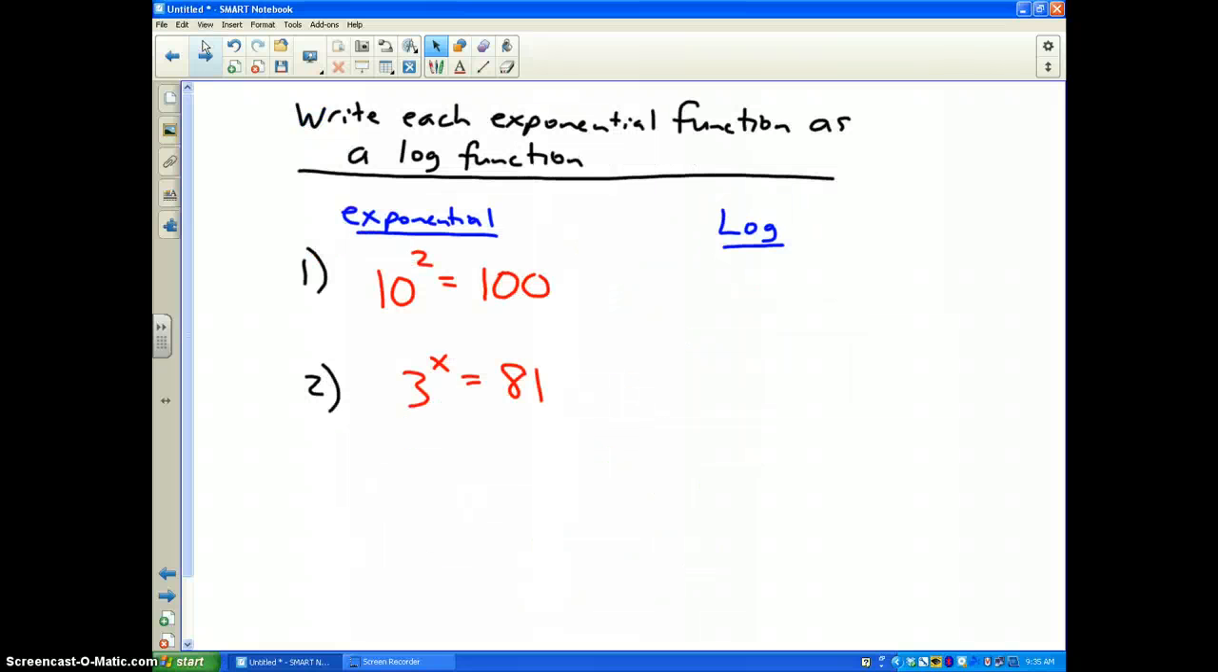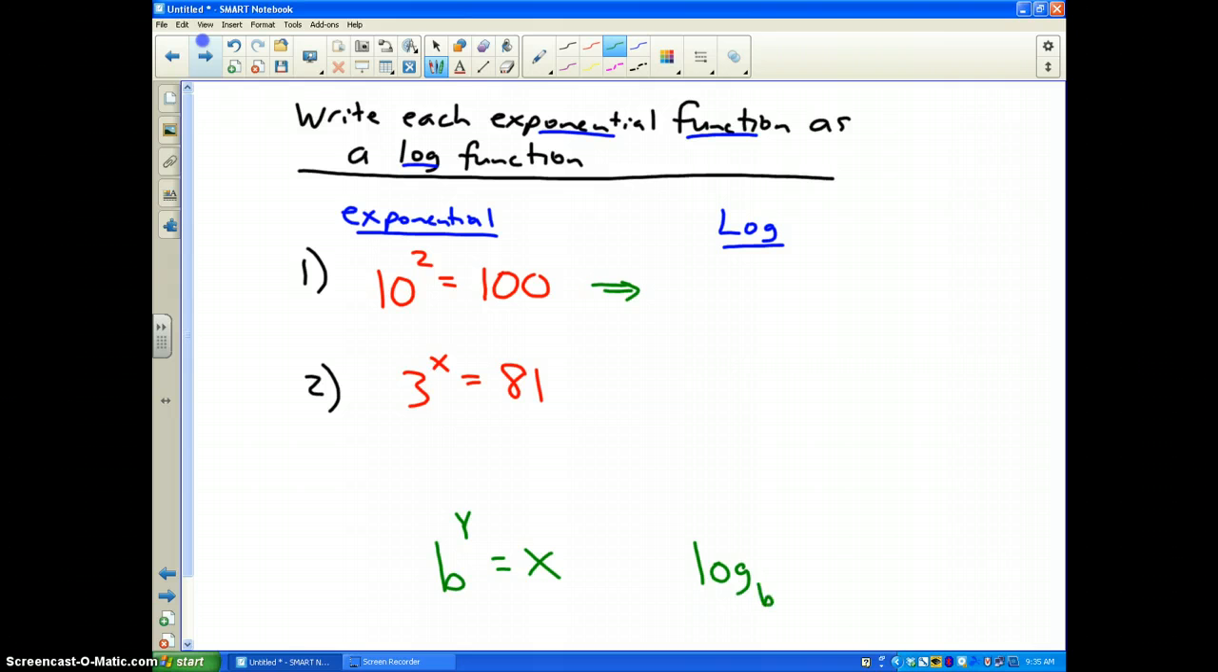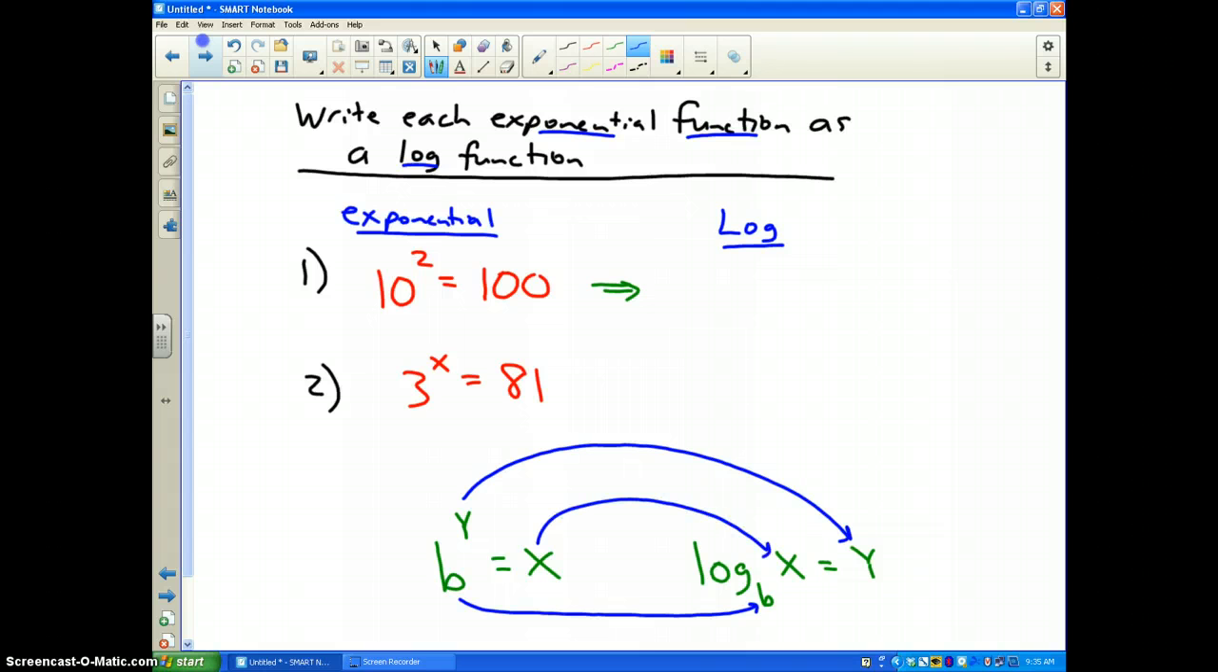All right, so let's practice. It says, write each exponential function as a log function. Here I have 10 squared equals 100. I believe you all know 10 squared equals 100. If I'm going to change my exponential function to a log function, as we just did, I'm going to write it down here at the bottom. The base b goes there. The exponent becomes the answer, and what it equals is the big number in the log function.